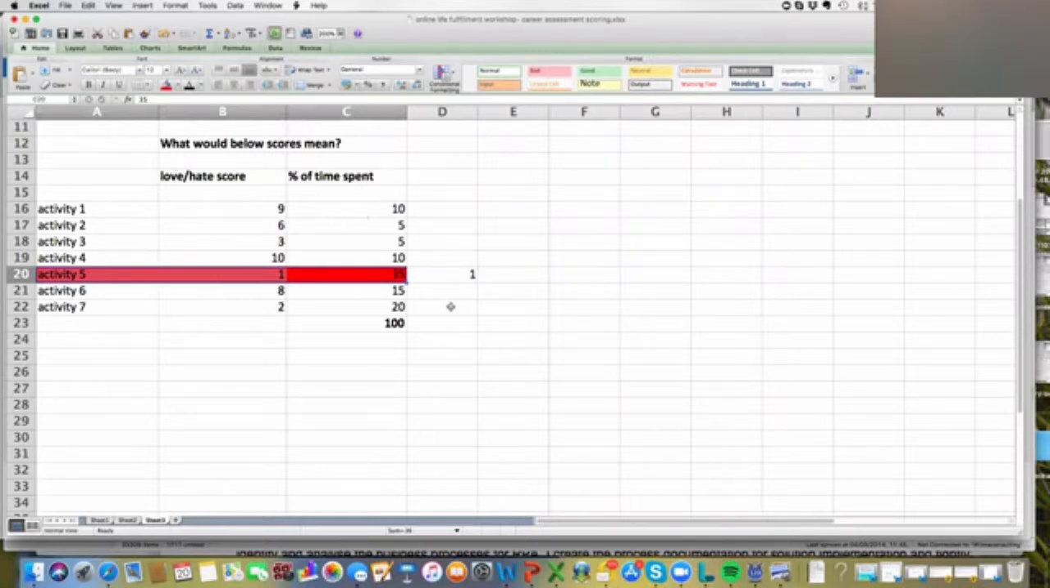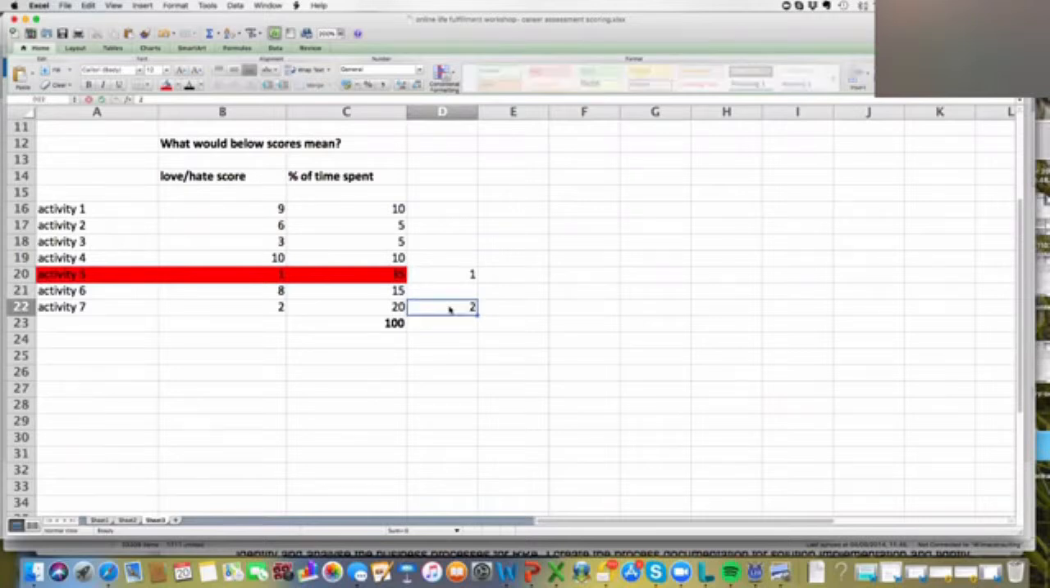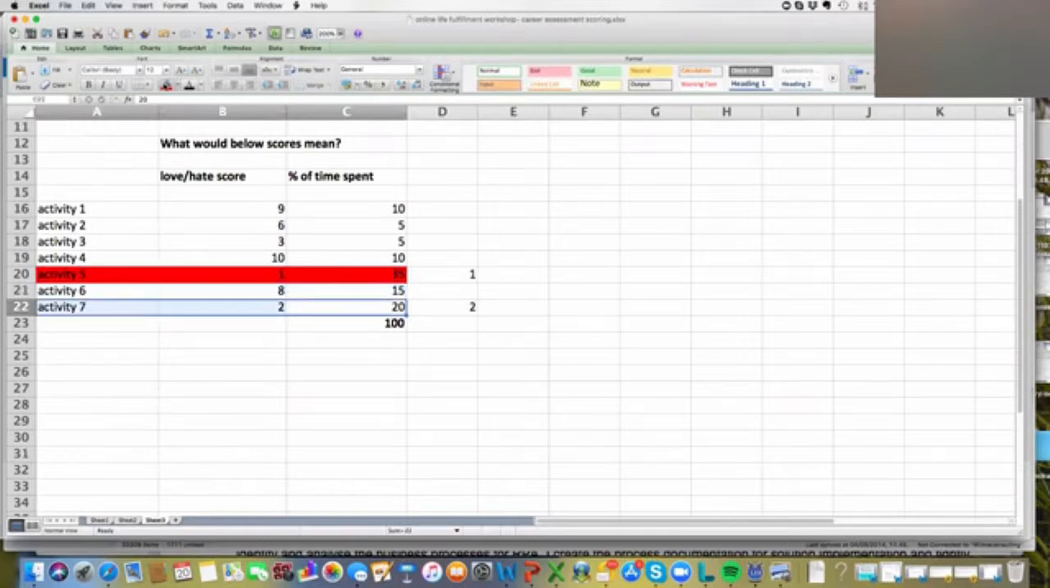Second biggest time goes to activity number 7. Biggest amount of time you spend with something you scored only number 2. That's again very bad. I mean, this person needs to be really suffering. Imagine that he's spending together 35 and 20, 55% of each single day and week and month doing something that he likes on a scale from 1 to 10. He likes it only 1 or 2. That's really not good.